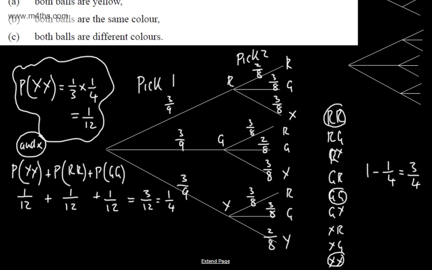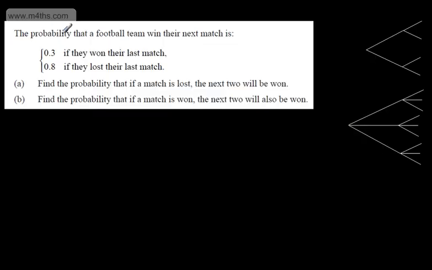Okay, let's move on to another question. The probability that a football team wins their next match is 0.3 if they won their last match, 0.8 if they lost their last match. In part A, we need to find the probability that if a match is lost, the next 2 will be won.